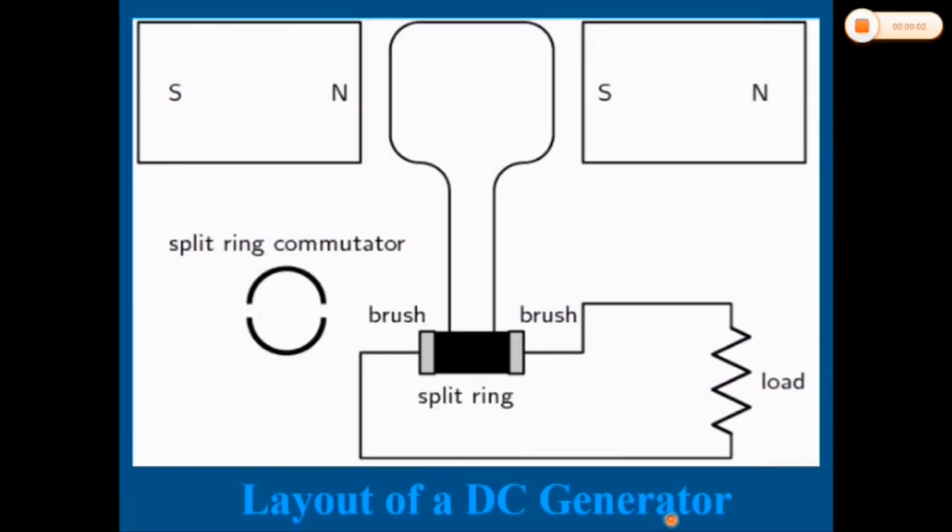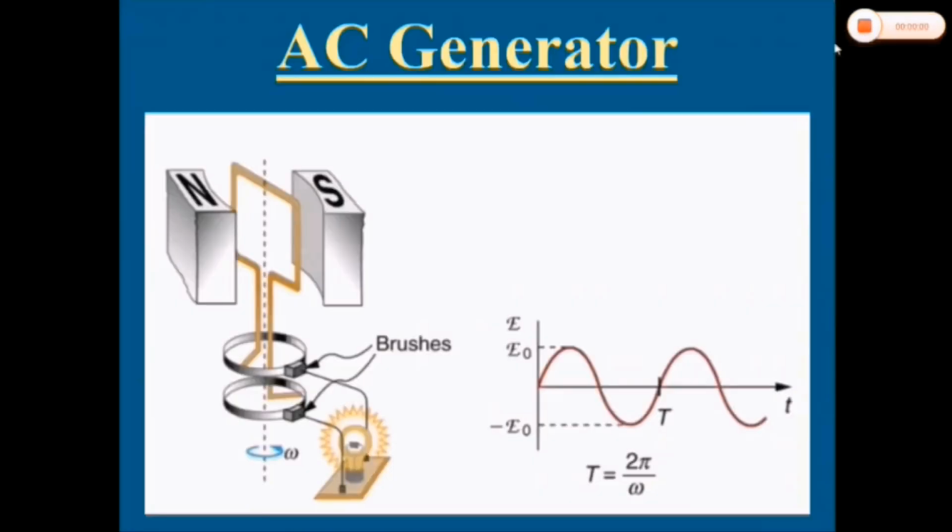And this is the layout of a DC generator where we use a split ring commutator. See the gaps, okay? And this is the load. This is the coil. These are two permanent magnets. These are carbon brushes, which are colored in gray, and this is the wire. Same, this wire is coming through this brush, and this wire is coming through this brush.